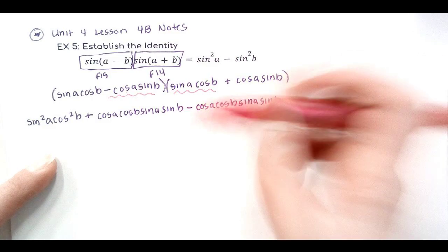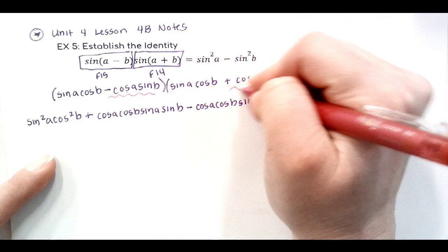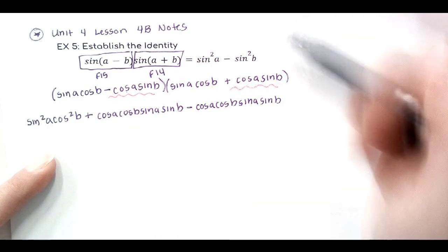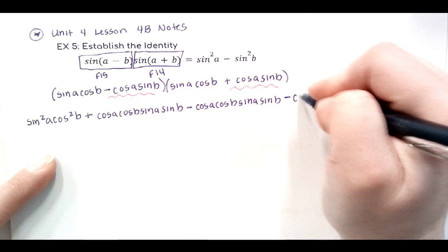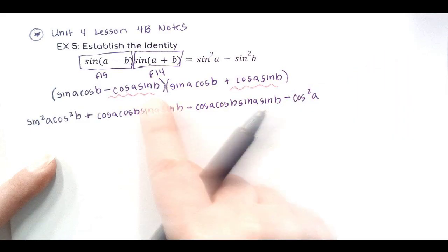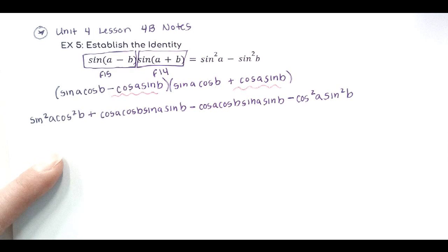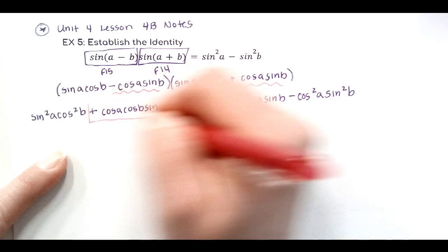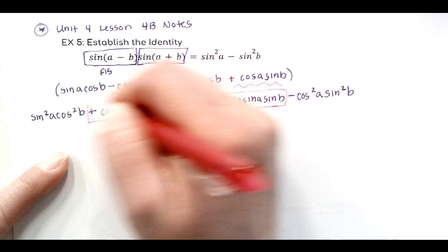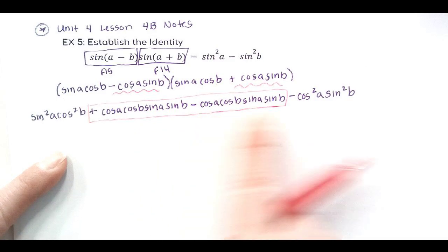And then finally, the last one, I have the negative cosine A sine B times the positive cosine A sine B. Negative times the positive is a negative. Cosine A, those are the same. So I'll get cosine squared A. Sine B, again the same. So I get sine squared B. Finally finished distributing, at least one nice thing happens. If you notice, right here, I have a positive cosine A, cosine B, sine A, sine B, and then a negative of the same item. So those will cancel.